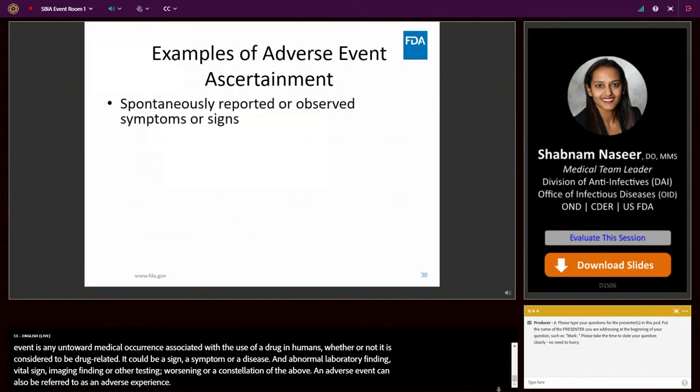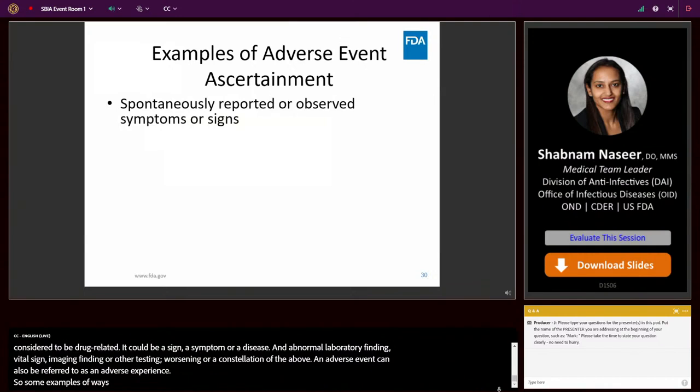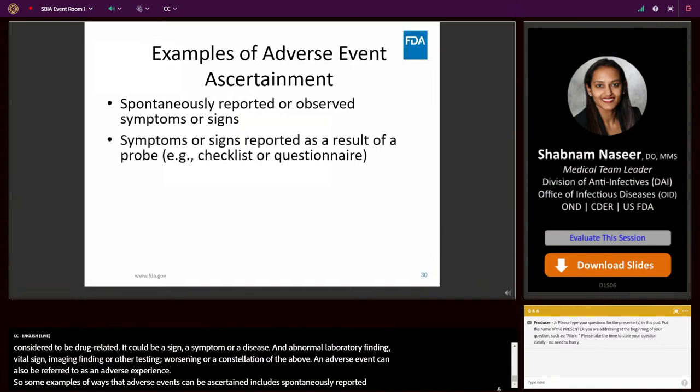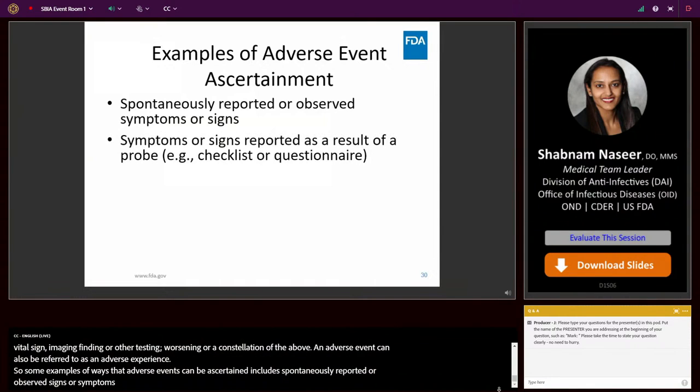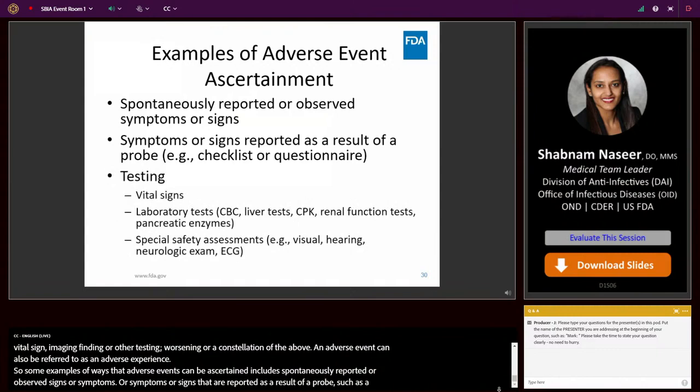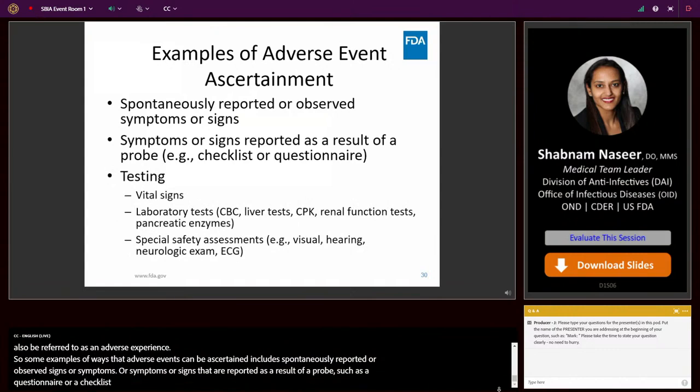So some examples of ways that adverse events can be ascertained include spontaneously reported or observed signs or symptoms, or symptoms or signs that are reported as a result of a probe, such as a questionnaire or a checklist, testing of vital signs, laboratory data, or special safety assessments, which can include, for example, visual or hearing assessments.